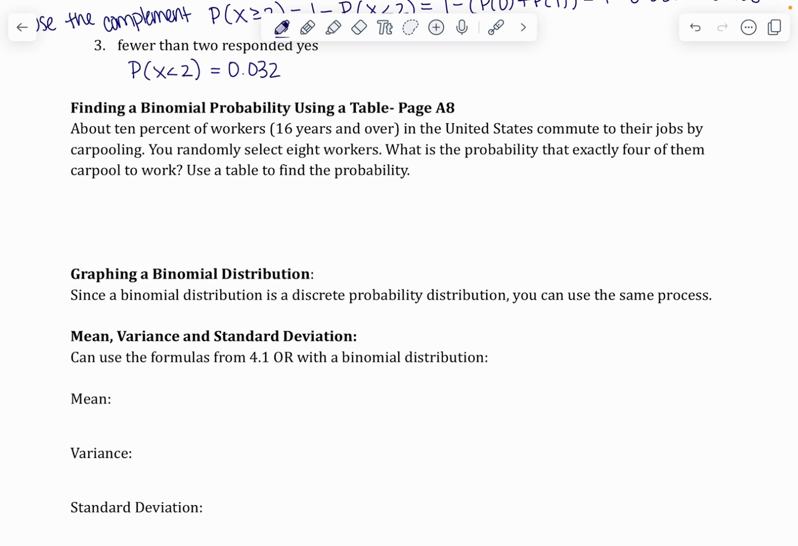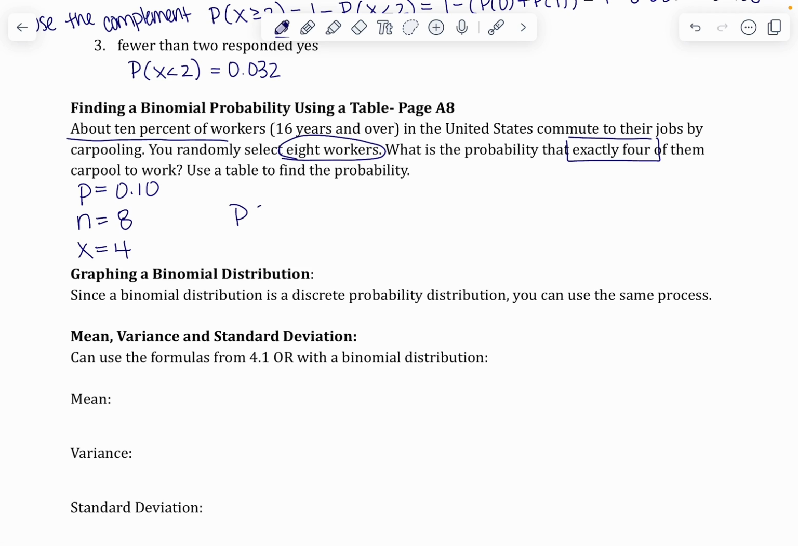So about 10% of workers 16 years and over in the United States commute to their jobs by carpooling. You randomly select 8 workers. What is the probability that exactly 4 of them carpool to work? Use a table. So we know about 10% carpool. That is our probability of success. We are randomly selecting 8 workers, so that means n is going to be 8. We want to know the probability that exactly 4 are going to carpool.